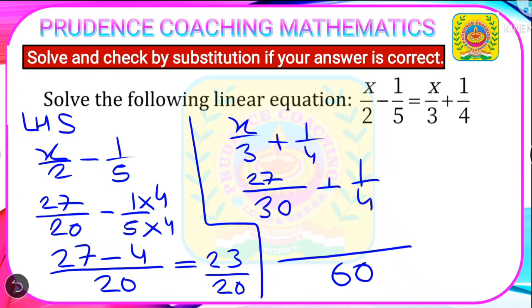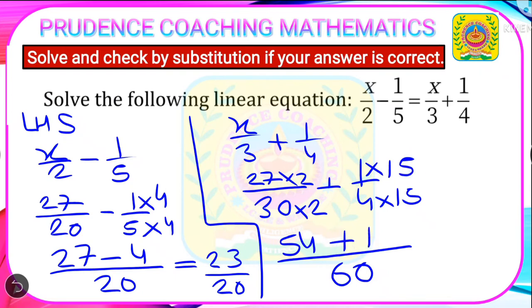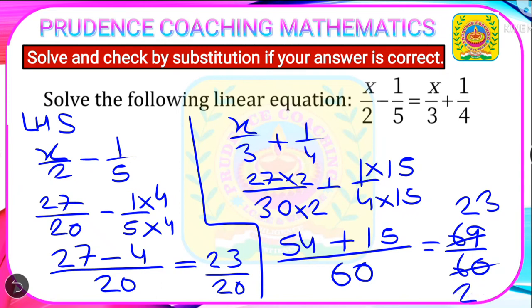Now 60 means we need to multiply this with 2. So 27 into 2 will be 54, and here if we multiply 4 by 15 then only we will get 60. So we need to multiply also the numerator with 15. So we will get here 1 into 15 is 15. So by calculating we will get here 69 by 60. Now if we cancel this with 3, then we will get 3 2s are 6, 3 3s are 9, and here 3 2s are 6 and 0 will be 20. As you can see here, LHS is equal to RHS.